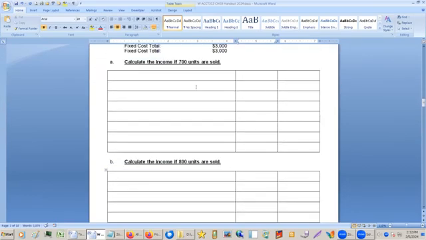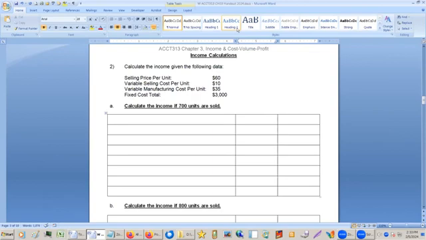Okay, let's go to page 2. Give me 1 second here.